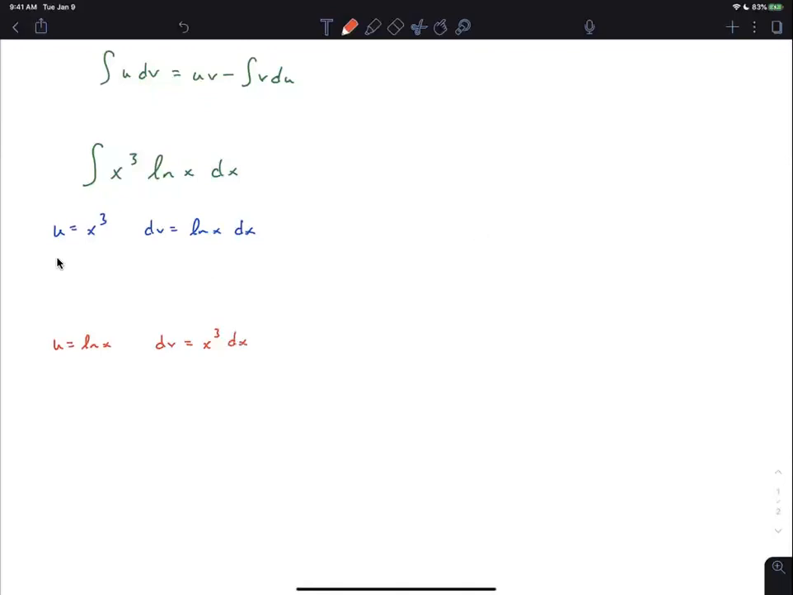Okay, and so if we do these setups, we have to find du and we have to find v. So in this first setup, du would obviously be 3x squared dx, but why would this not be 1 over x? So why is v not 1 over x in that case? What do you guys think?